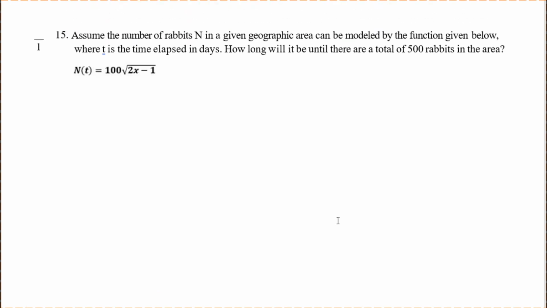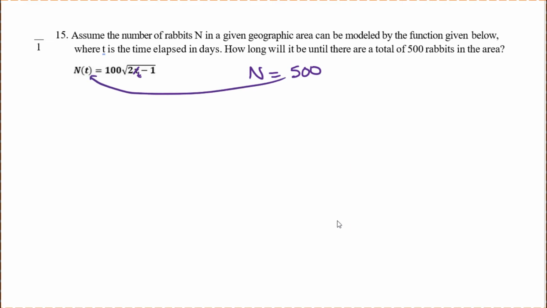Alright, number 15. Assume the number of rabbits n in a given geographic area can be modeled by the function given below, where t is the time elapsed in days. How long will it be until there are a total of 500 rabbits in the area? So n is equal to 500, so 500 rabbits. This should say t, not x, okay? So that's a t. So t is the time elapsed in days. So we're simply plugging in 500 and solving for t.